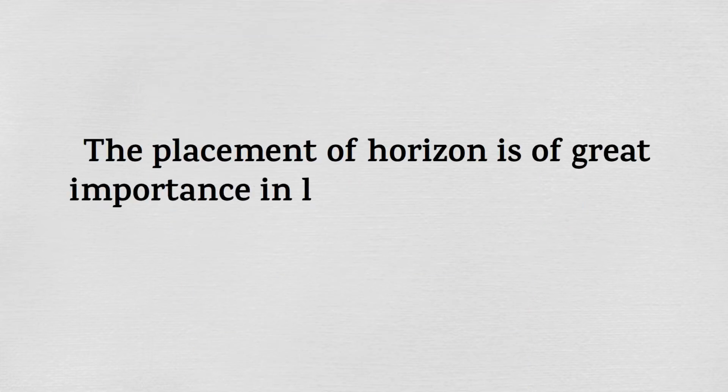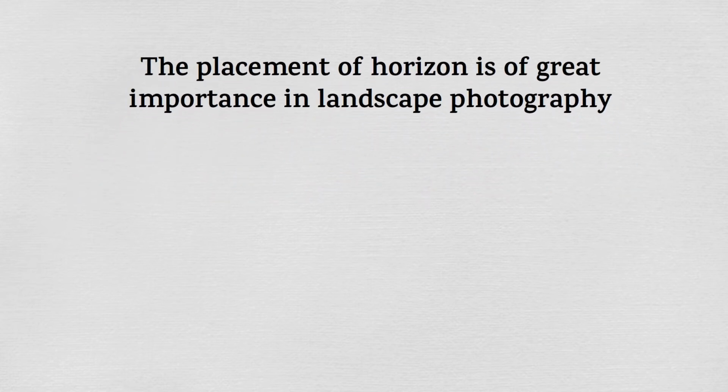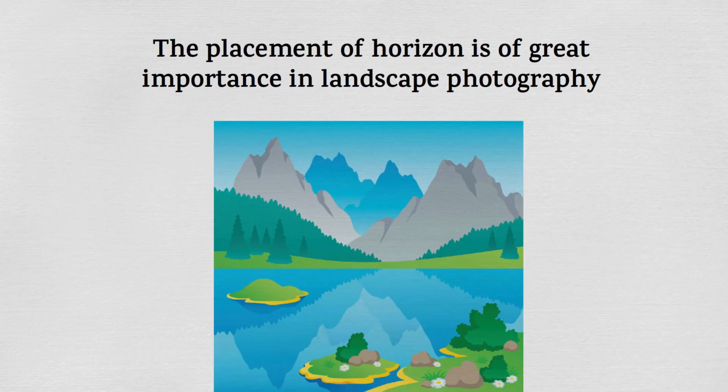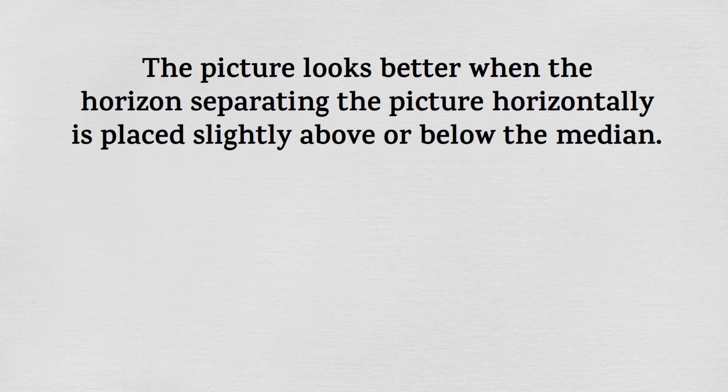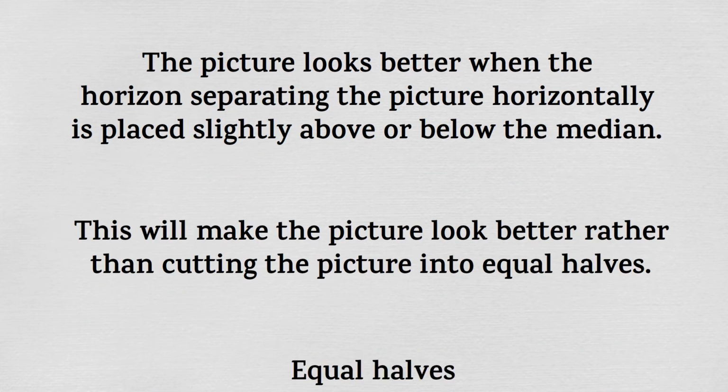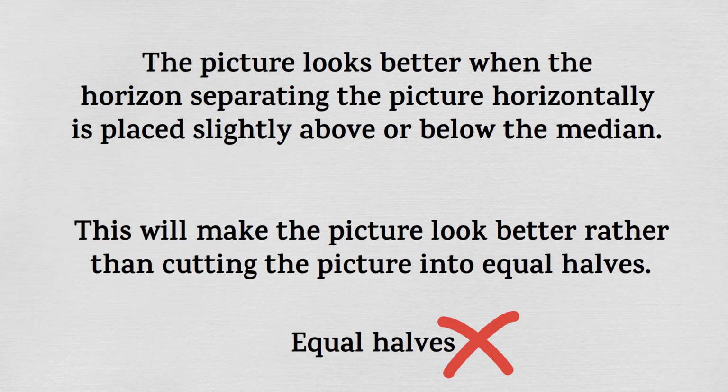The placement of horizon is of great importance in landscape photography, especially because when you take landscape photography, you would like to include a lot of elements in it, like mountains, trees and rivers. So here the placement of the sky is very important, and usually the rule says that the horizon must be placed just above or below the middle part of the picture, so above or below the median. This will make the picture look better rather than cutting the picture into equal halves.